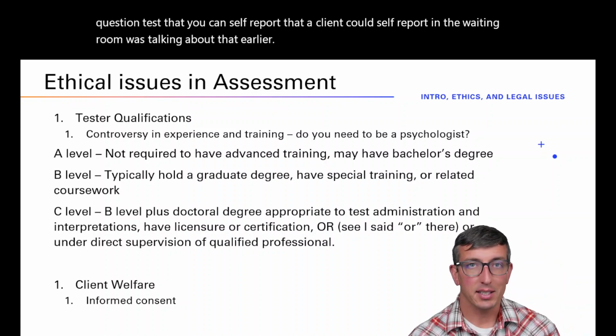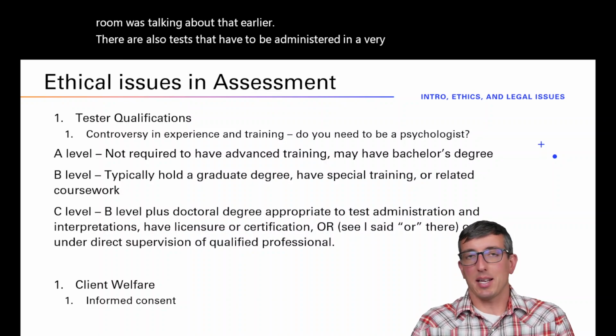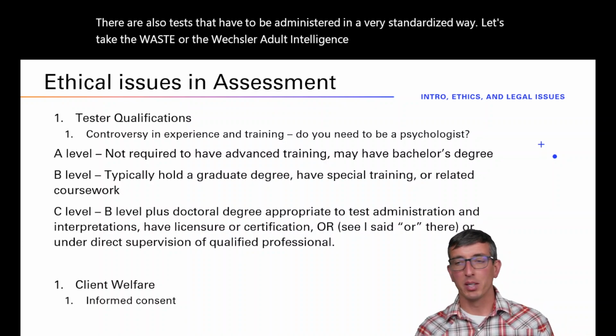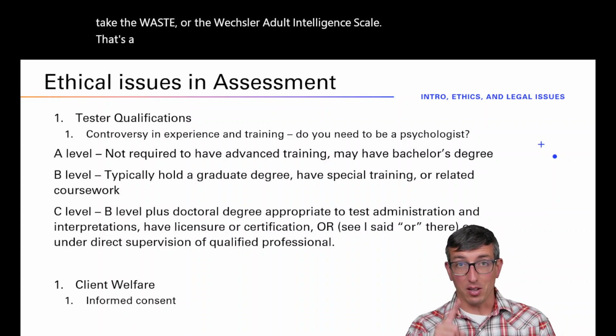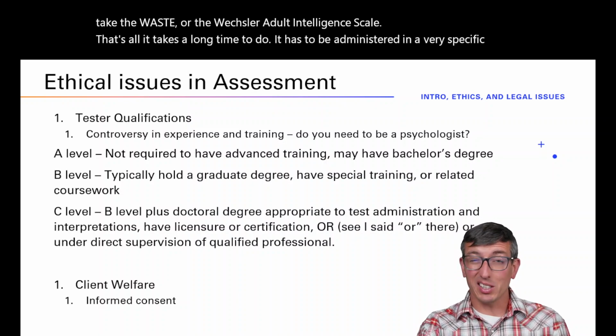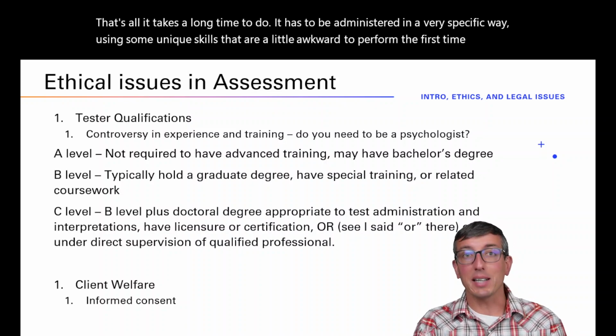There are also tests that have to be administered in a very standardized way. Let's take the WAIS, or the Wechsler Adult Intelligence Scale. It takes a long time to do it. It has to be administered in a very specific way using some unique skills that are a little awkward to perform the first time. So it takes a little practice.